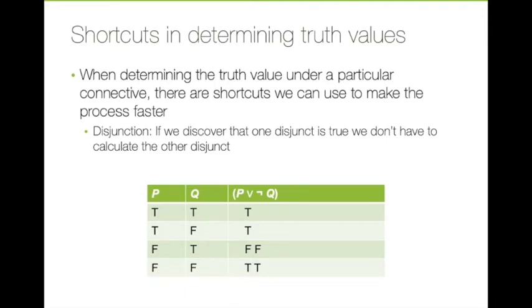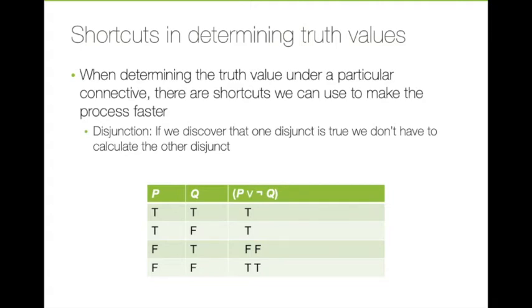You know that disjunction is true as long as there's at least one true disjunct. That means that if we discover that one disjunct is true, we don't have to actually calculate the other disjunct. So we see an example here below. In the first two rows, we can look at one of the disjuncts, P, and we see that P is true. We automatically know then that the whole disjunction will be true. We don't have to calculate not Q to know that. So that simplifies those first two rows.